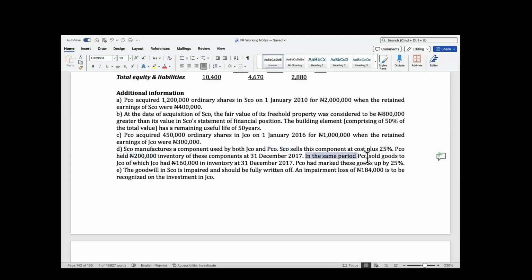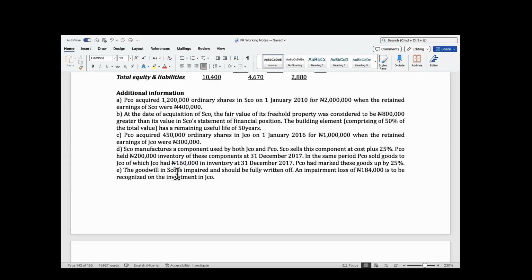They said in the same period, PICO also sold to the associate, and JCO had 160,000 of these goods in inventory. PICO too has marked up by 25%. Since this is markup, the profit loading there is 25 over 125 times 160. That's the intragroup profit. However, what you eliminate as unrealized profit is to the extent of your holding in the associate. So it will be 30% of that intragroup profit. That's what you eliminate.